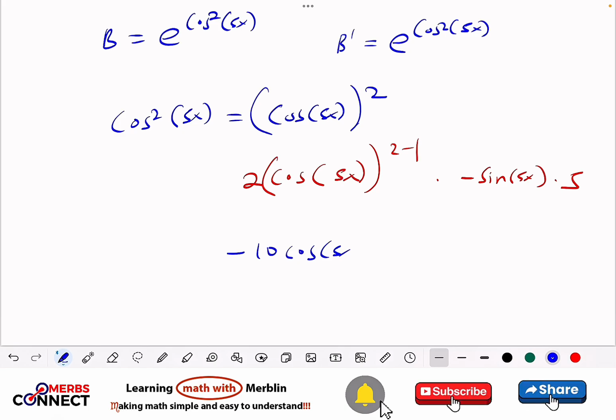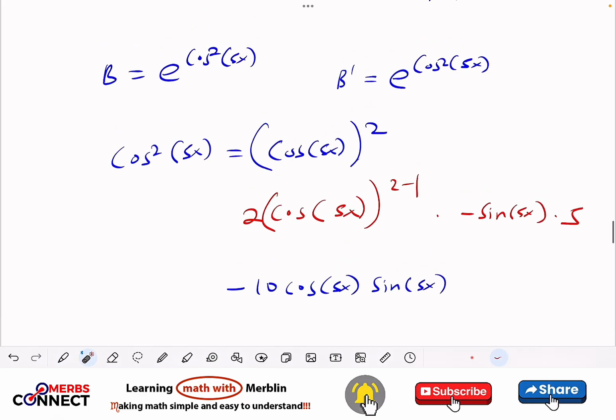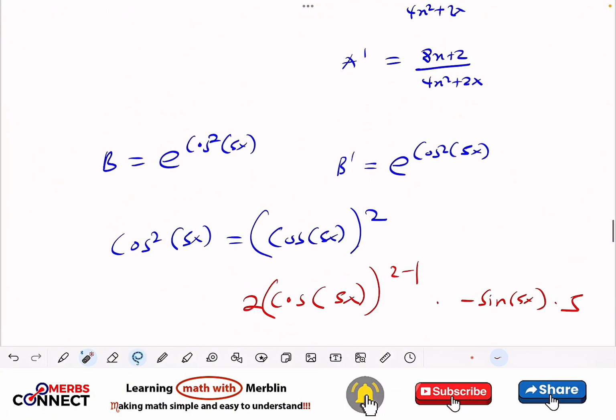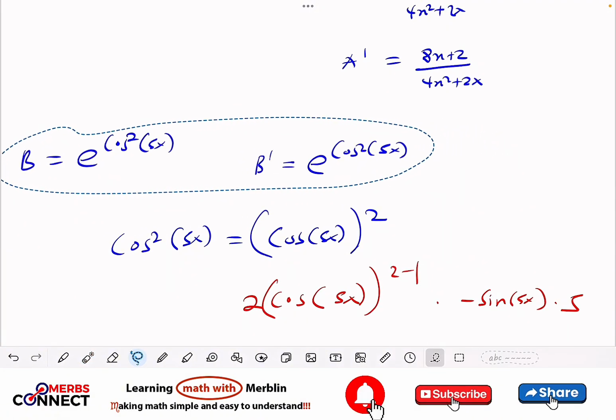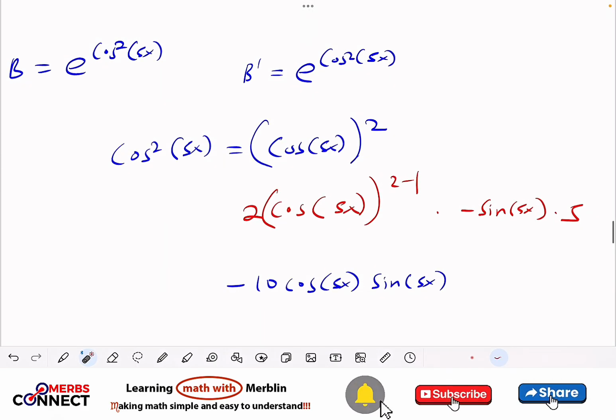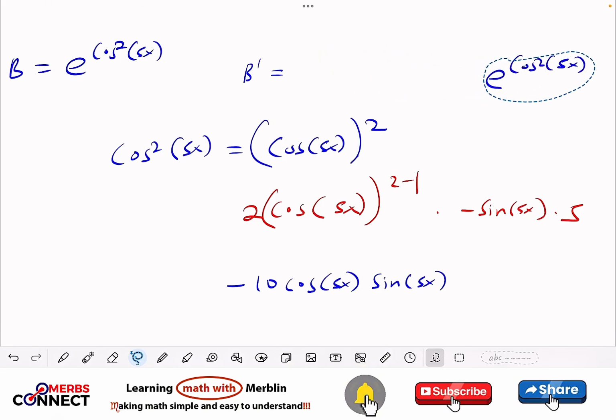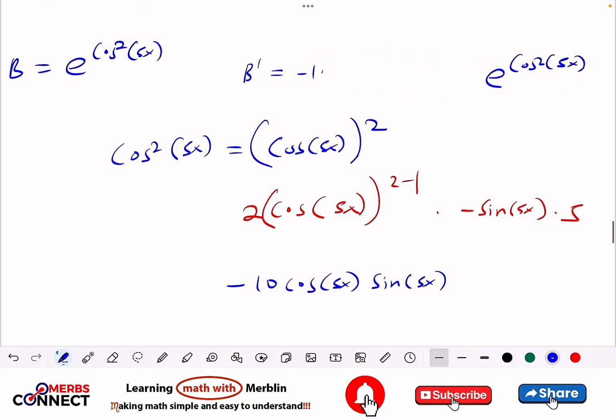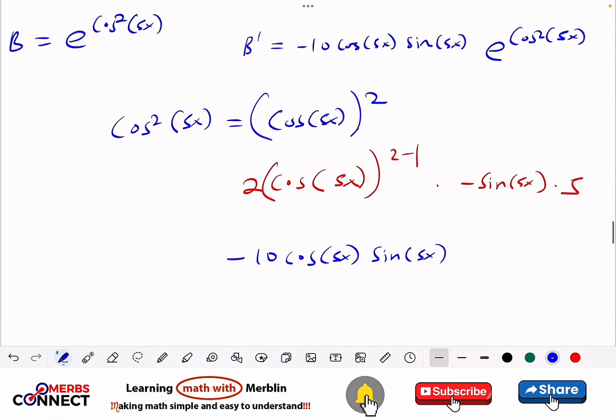cos 5x sine 5x for just differentiating what is on the top here, because this was going to give us 1, then this and this and that minus here. So this is what we are going to get. So here B prime, when I multiply it by this, I'm going to have minus 10 cos 5x sine 5x. So that's what I'm going to get for B prime.